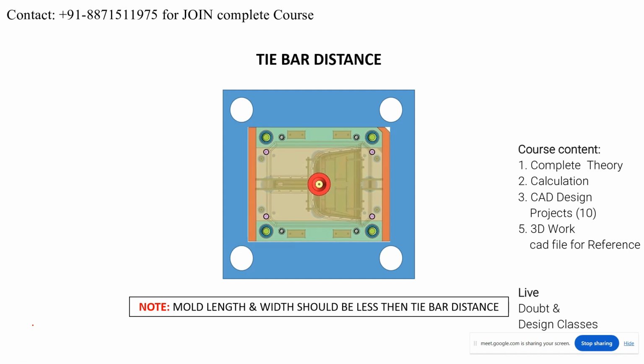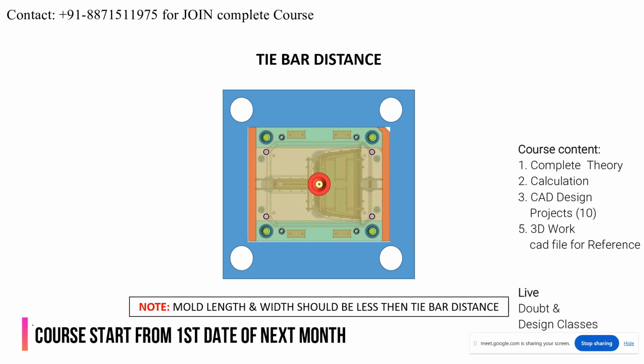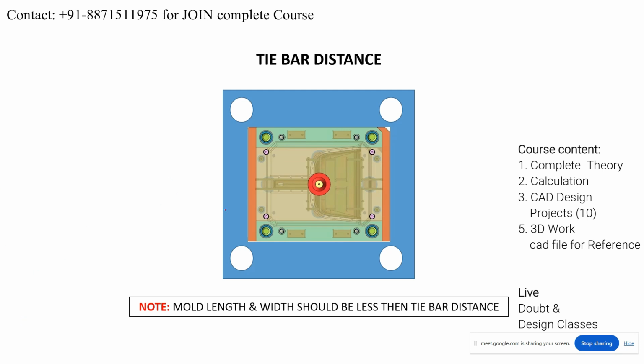Understood? Yes, okay, sir. So mold length and width should be less than the tie bar distance. Okay, tie bar, anyone, length or the width. So I'm mentioning this distance. Right now I'm mentioning this distance, right? Okay, understood? Yes, sir. Okay.